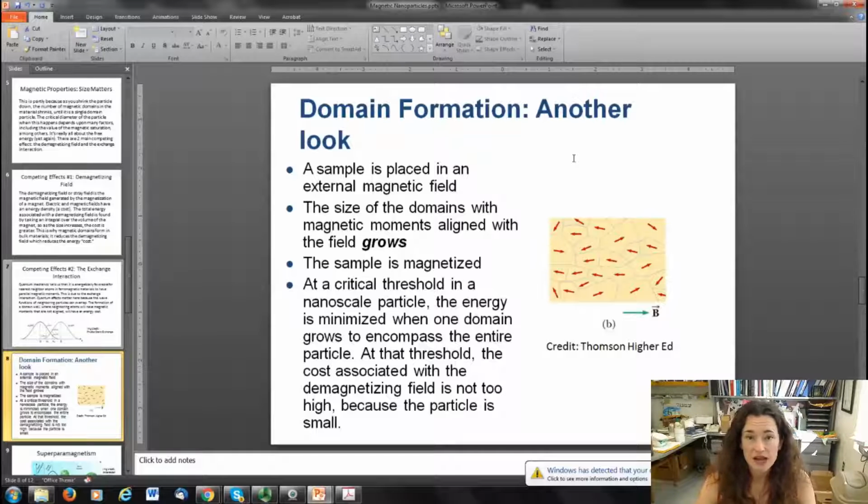Now what happens in nanoparticles is, at a critical threshold in the nanoscale particle, the energy is minimized when one domain grows to encompass the entire particle. At that threshold critical size, the energy cost associated with the demagnetizing field isn't very high because your particle is pretty small.